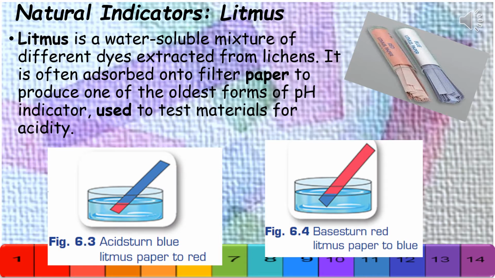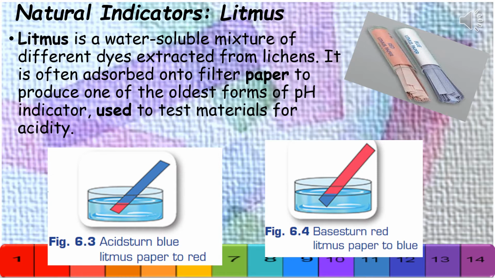The first natural indicator which we are going to talk about is litmus. Litmus solution is a purple colored dye which is extracted from a type of plant called lichens. Okay, we know what lichens are. The product obtained due to the symbiotic relationship between algae and fungi is nothing but lichens. I think if you remember, we have talked about lichens in lesson number 1, that is nutrition in plants.